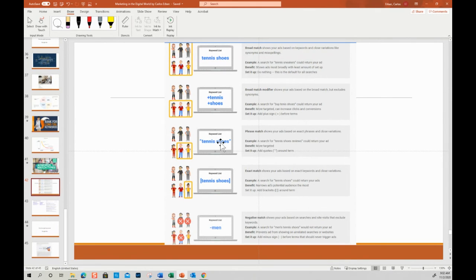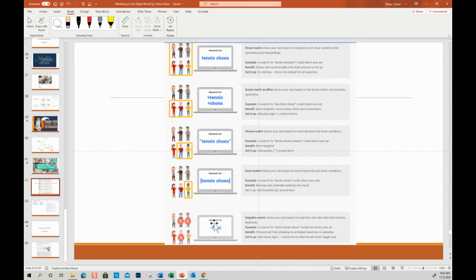When you put it in quotes, then you're starting to get very, very specific, because the ads need to show the exact phrase, tennis shoes. This one becomes really specific. Now, if you're selling women's tennis shoes, here's the negative. You put the keyword should not have men. So if somebody puts men tennis shoes, then your website doesn't come up. If they put tennis shoes, they can still look at it.